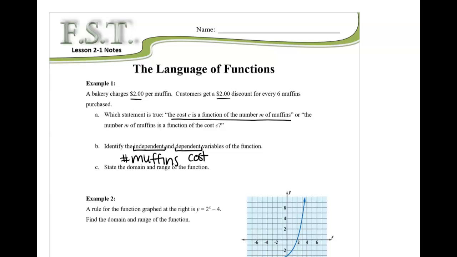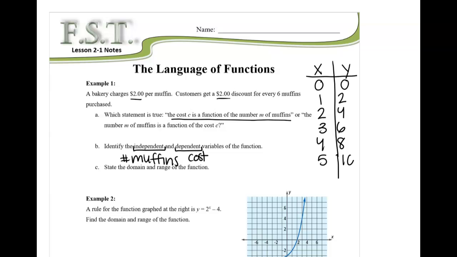So now if we look at domain and range, domain is our x values and range is our y values. So let's look at what those would be. You can't buy negative muffins, right? Because that would be weird. So let's start with 0. When you buy 0 muffins, you pay 0. What a deal. No muffins, no money. When you buy 1 muffin, it's $2. 2 muffins, you get another $2, so $4. 3 muffins would be $6. 4 muffins is $8. 5 muffins is $10.